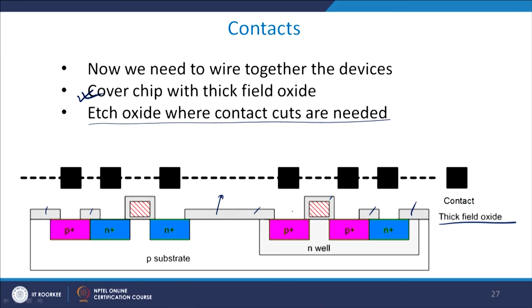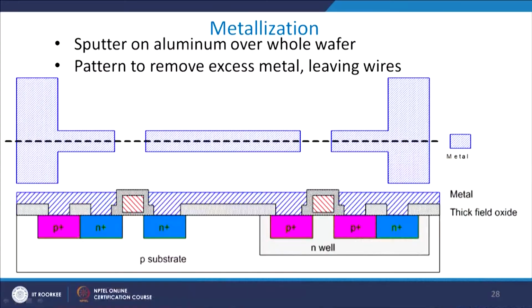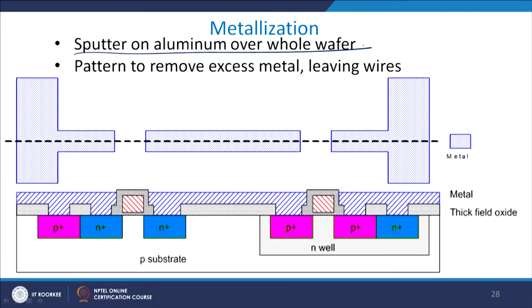Now, you cover it with thick field oxide and then etch the oxide where contact cuts are needed. So, I etch at this point, this point, this and this, right, and then you grow the contacts there. Once you have grown the contacts, we then sputter. After we have grown the thick oxide layer, the region where you want the contact is open. Then I sputter aluminum over the whole wafer, using a sputtering technique.